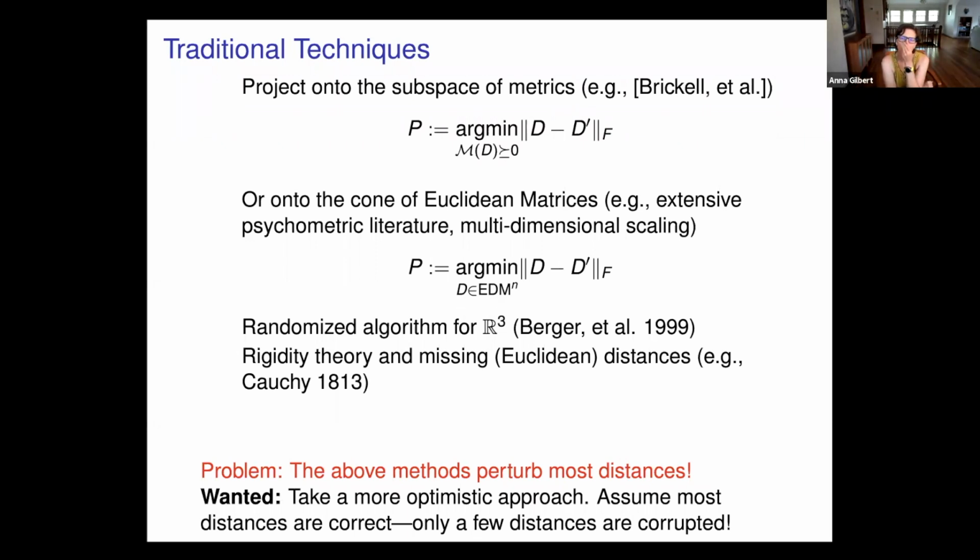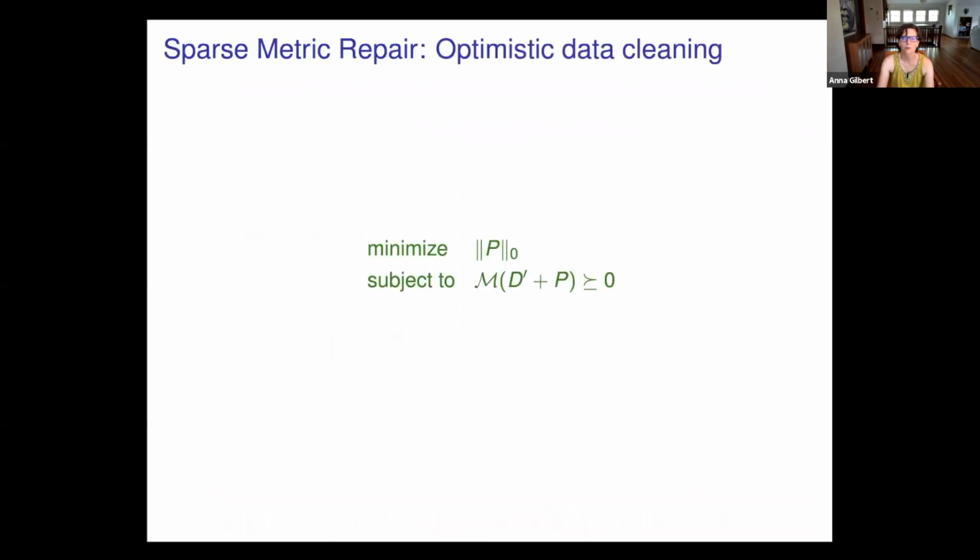Okay, so these are all reasonable solution methods for cooking up a good perturbation of the distances. The problem is that they perturb a lot of the distances. And in particular, they might perturb ones that aren't broken. We actually want to take a more optimistic approach and assume that a lot of the distances are actually correct, and only a few of them are corrupted.